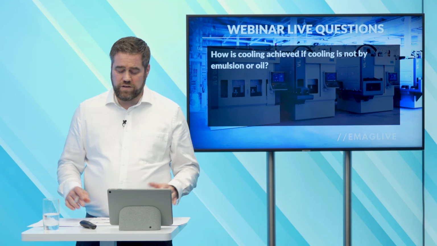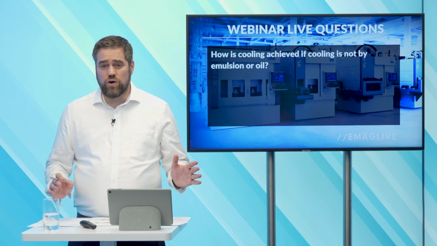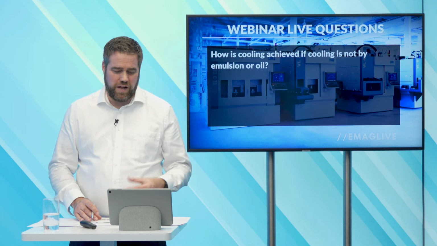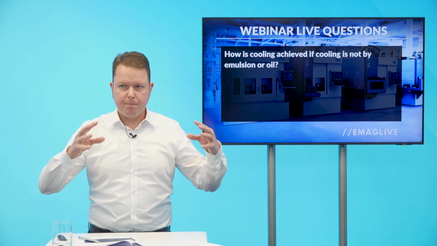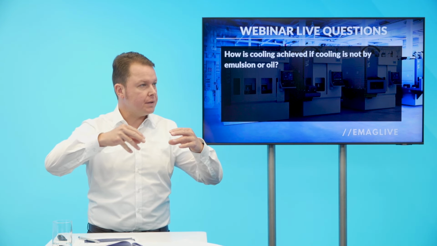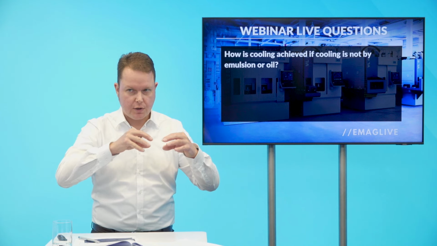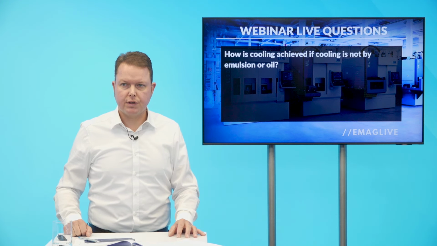Jörg, it's a question upcoming. How is cooling achieved if cooling not be done by emulsion or oil? Well, usually when we do dry hobbing, we use compressed air. So we have blow nozzles that will be installed in the work area, and we use compressed air, a continuous air flow on the process position in order to get rid of the chips and in order to cool the whole system a little bit down. This is what we usually do.